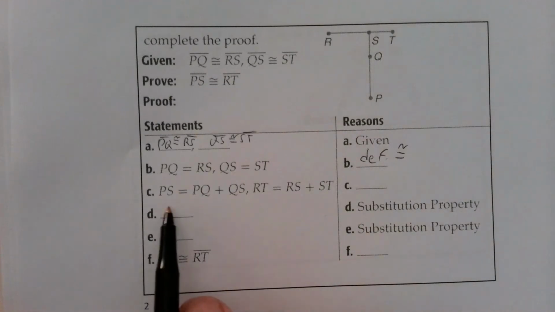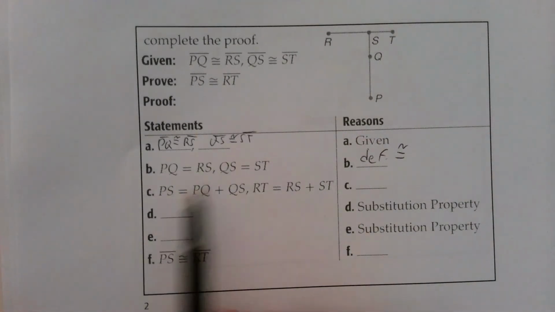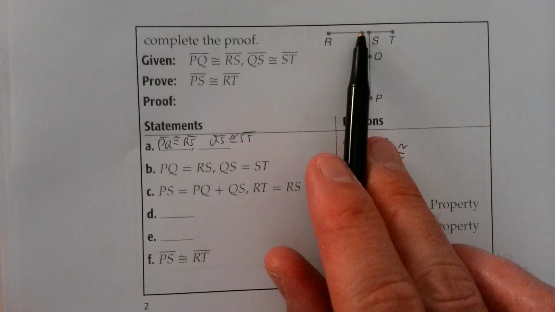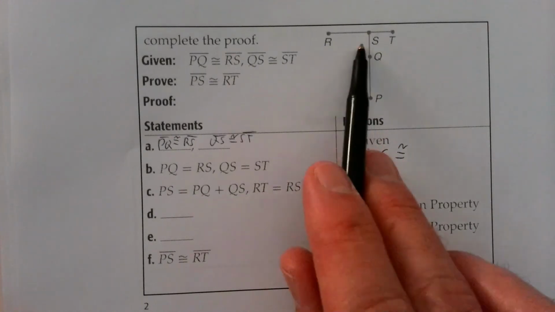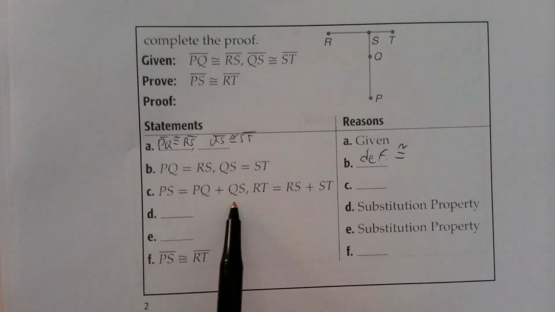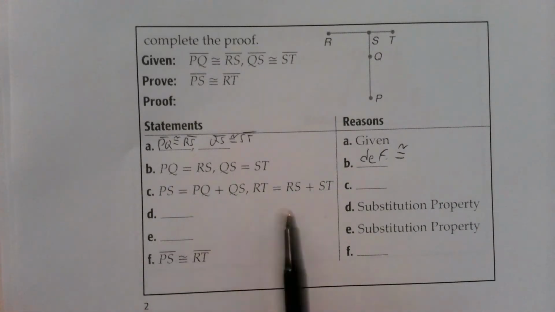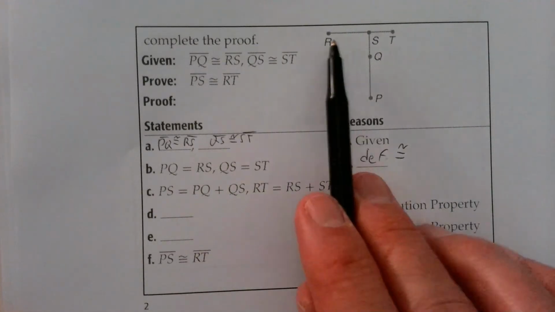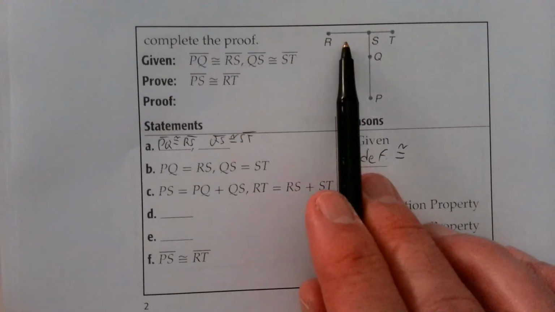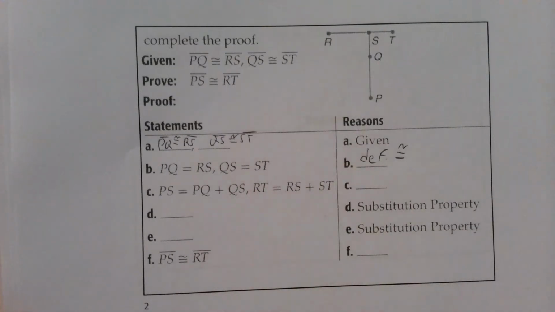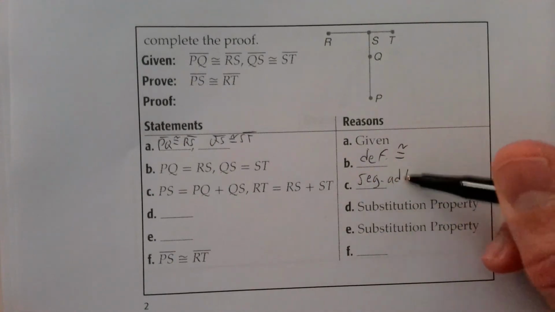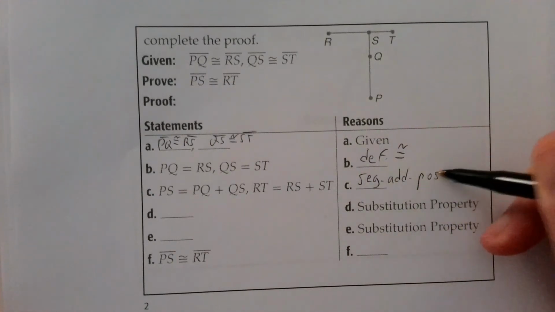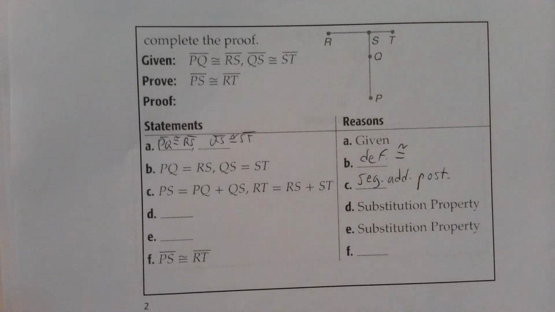And now in this step right here, they're taking that whole segment PS and they're writing it as a sum, or I should say the whole segment length, written as a sum of the smaller lengths. That right there is our segment addition postulate. Same with this RT, they're taking this whole thing and writing it as the sum of those smaller parts. So we're going to say Seg Add Post for segment addition postulate. You're more than welcome to use the same abbreviation.